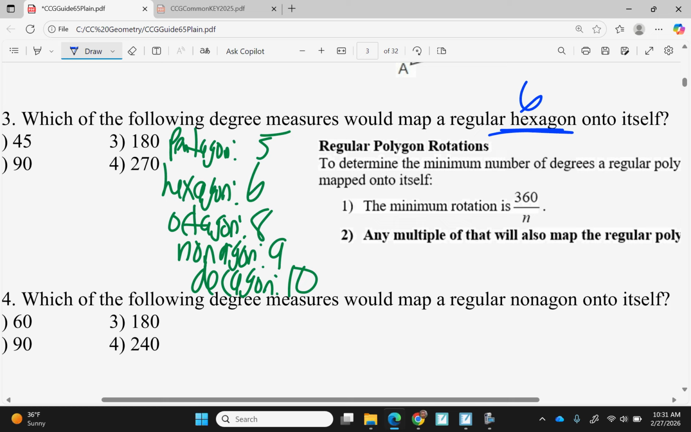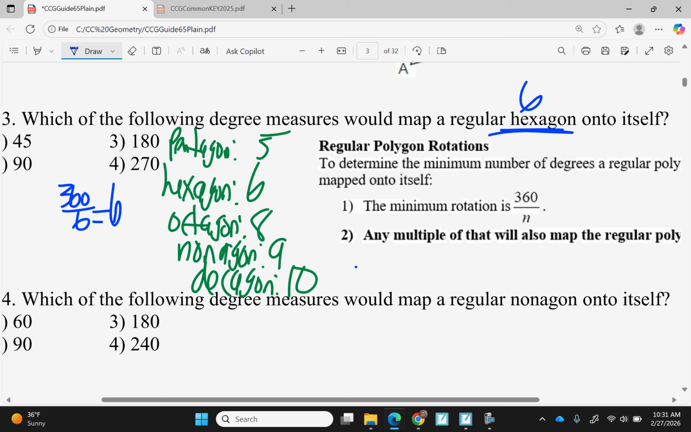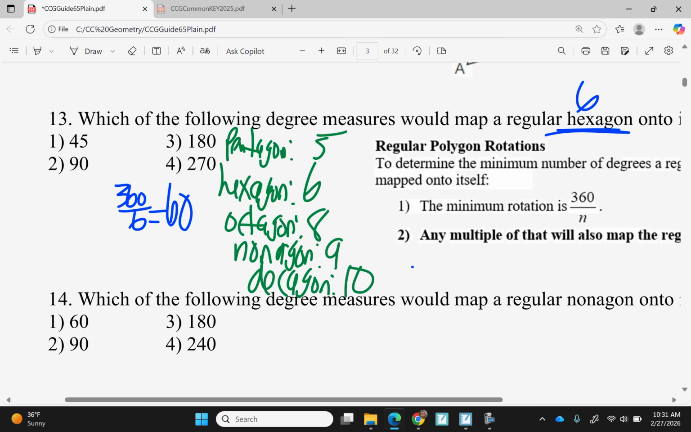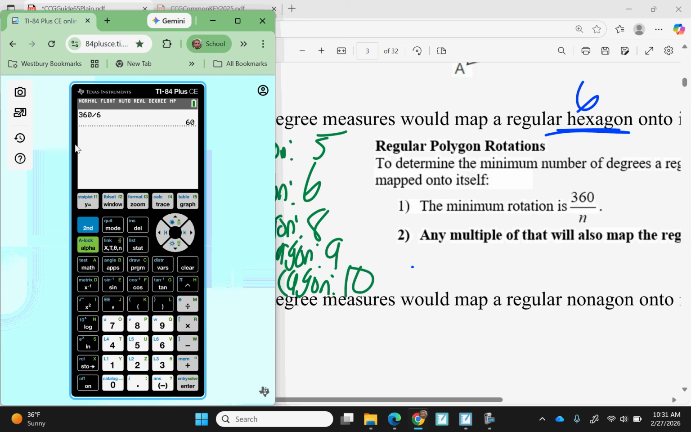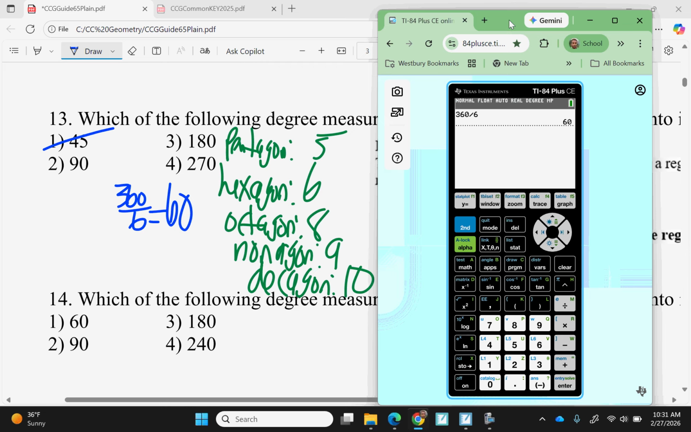Hexagon has 6 sides. So step 1, I do 360 over 6. Use our calculator if we need to. 360 divided by 6 is 60. Now I don't see that there. And any multiple of that. So which of these is a multiple of 60? Well, it can't be smaller than 60. And if you're not sure, I'm going to take my calculator and divide each of the possible choices by 60. So choice 2, is 90 a multiple of 60?